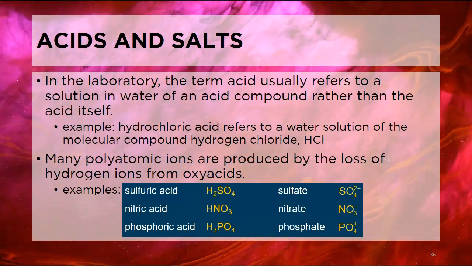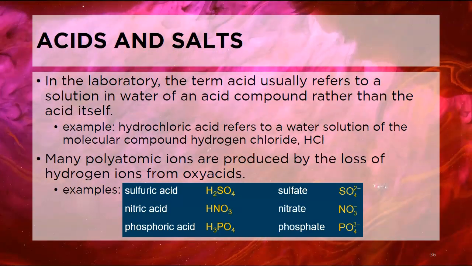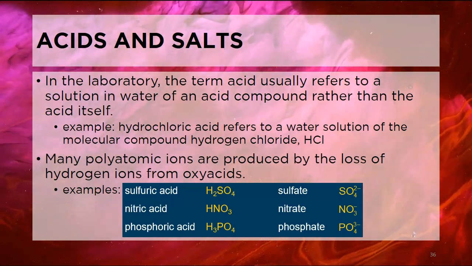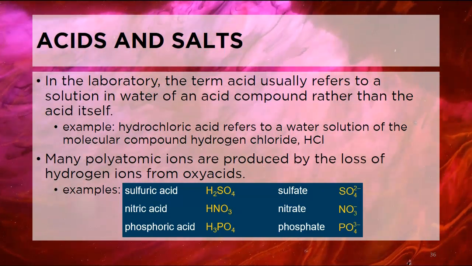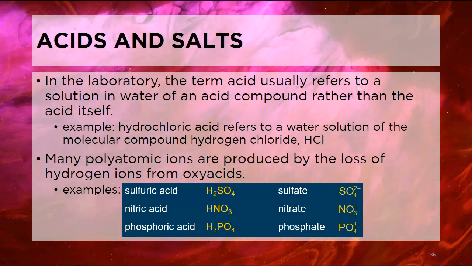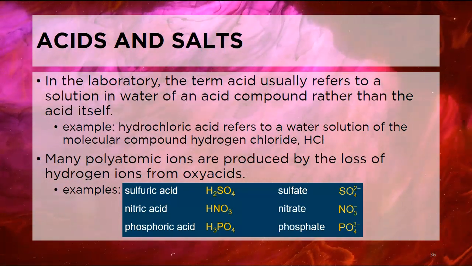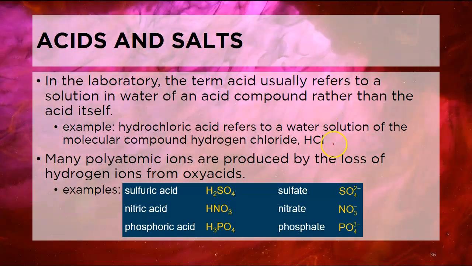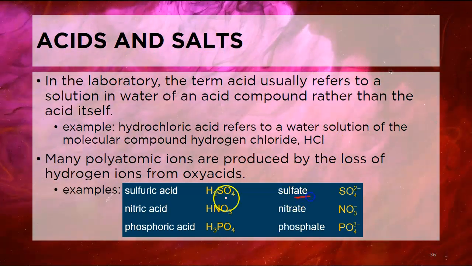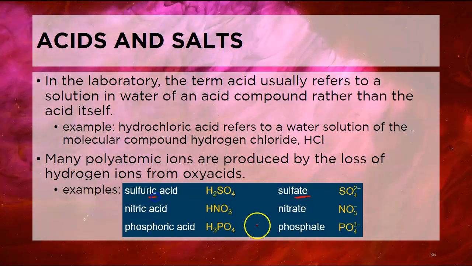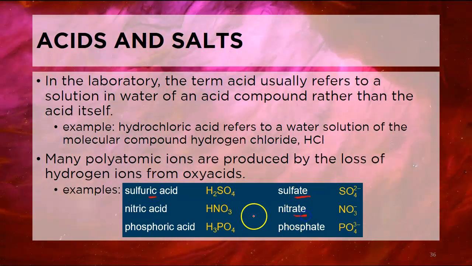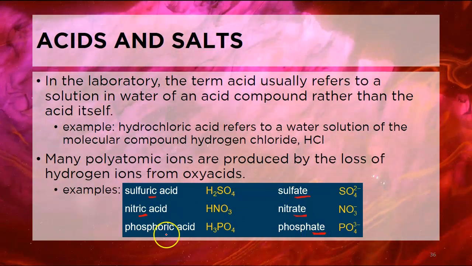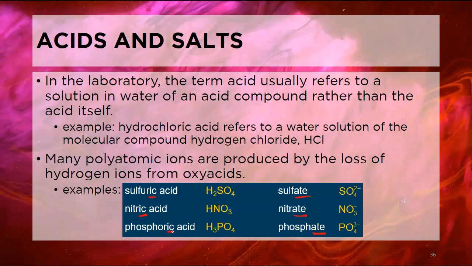One thing I want to point out is a lot of polyatomic ions are produced when we lose a hydrogen from the acid. So like the sulfate ion could come from sulfuric acid. And notice when I have an ate there, ates always end in IC for the acid. So nitrate would be nitric acid. Phosphate would be phosphoric acid.